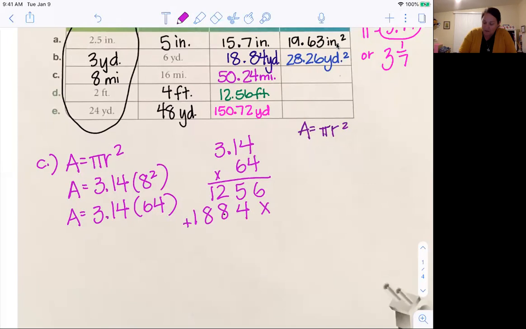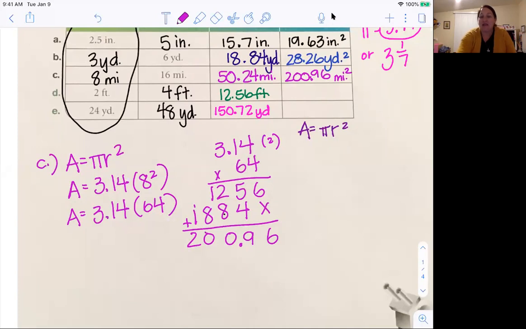Accurately, of course. Sometimes when I rush, I'm not very accurate, and you've been witness to that. Okay, 200.96 square miles. 200.96 square miles. Okay, pause for a moment.